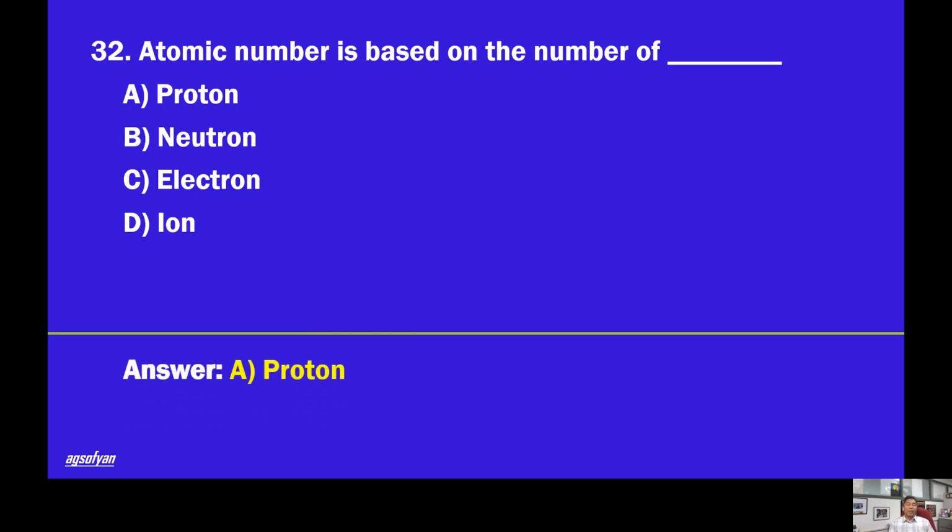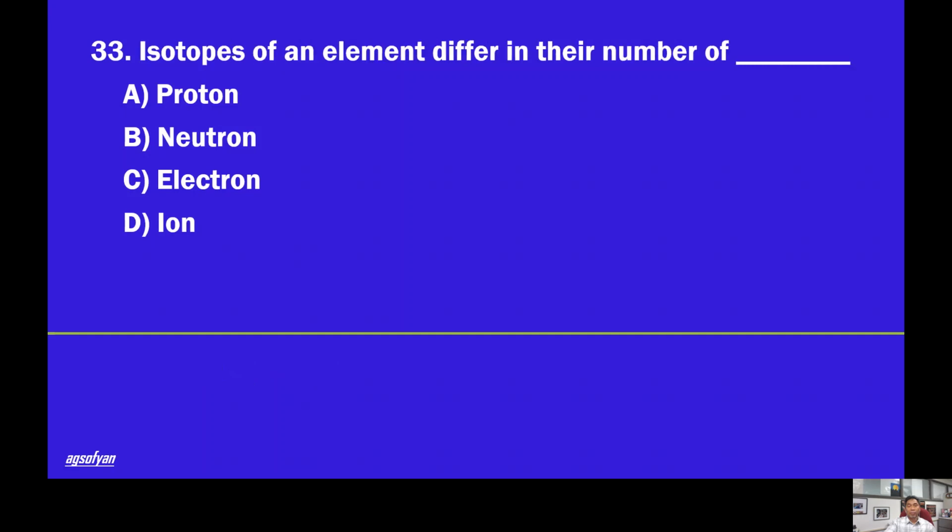Yes, so it is based on the number of protons. And also, make sure you do understand that the number of protons in an atom will be the same as the number of electrons. So protons and electrons will be the same numbers in an atom. But protons will be the one that is used for giving the atomic number.